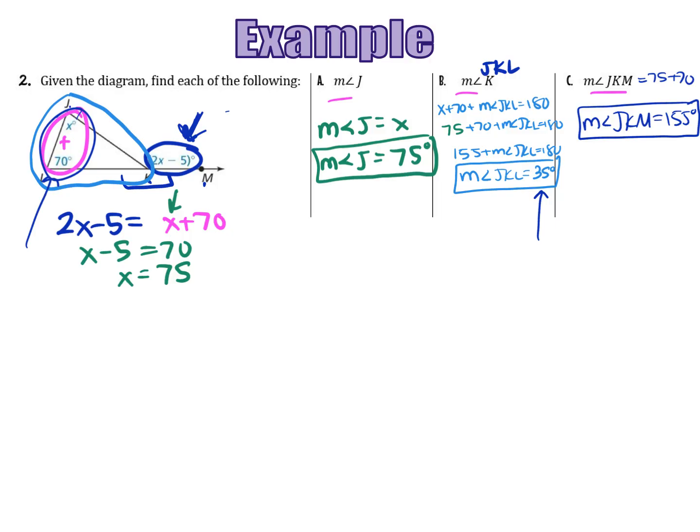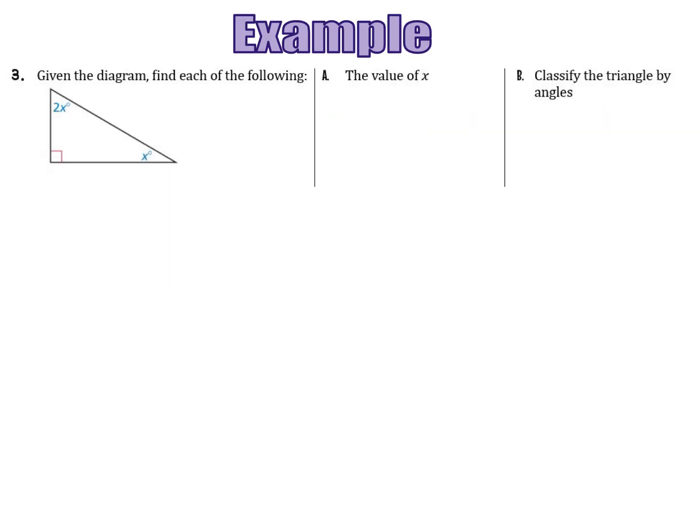So knowing things from other chapters is still benefiting me. Knowing about linear pairs is helping me be able to use and have different options in how to solve these problems. Let's go ahead and look at some more examples. All right, for number 3, we're going to find the value of x, and then we're going to classify the triangle by angles. I'm going to encourage you to pause the video, work through this on your own, and then unpause the video and see how you did.